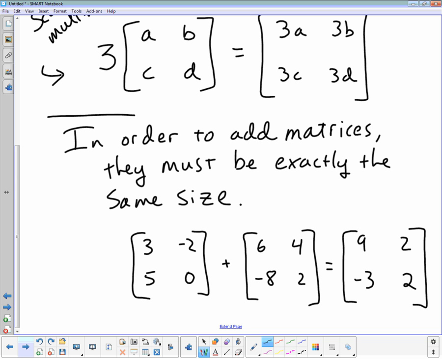Okay. And if you look at that carefully, you'll see that the elements in each position just added with their corresponding piece in the other matrix. Okay? The 3 and the 6 became the 9. The -2 and the 4 became the 2. 5, -8, 0, and 2. Okay? That's how.